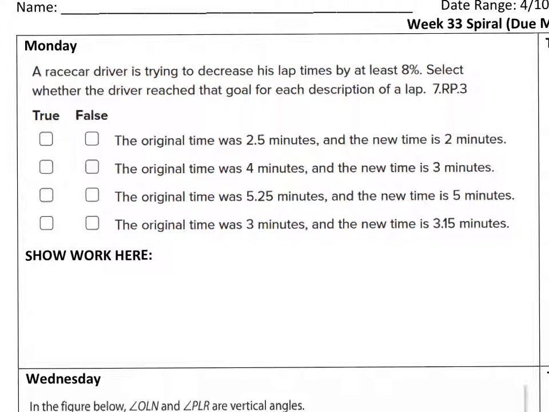The original time was 2.5 minutes, and the new time is 2 minutes. The second one, the original time was 4 minutes, and the new time is 3. The original time for the third one is 5.25 minutes, and the new time would be 5 minutes. And finally, for the fourth, the original time was 3 minutes, and the new time is 3.15 minutes.